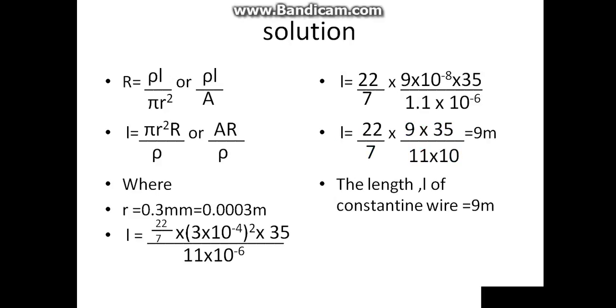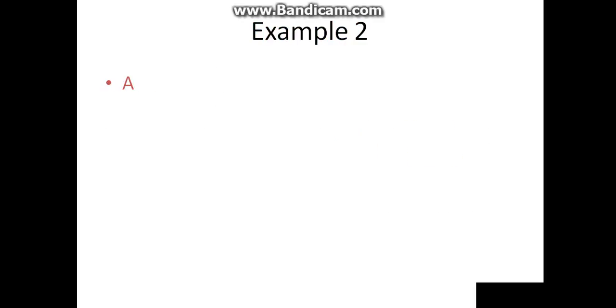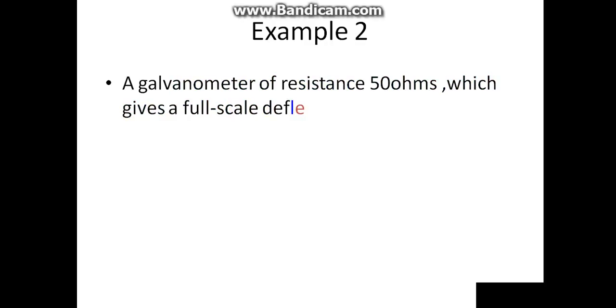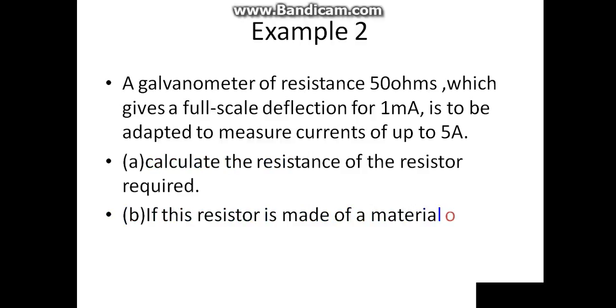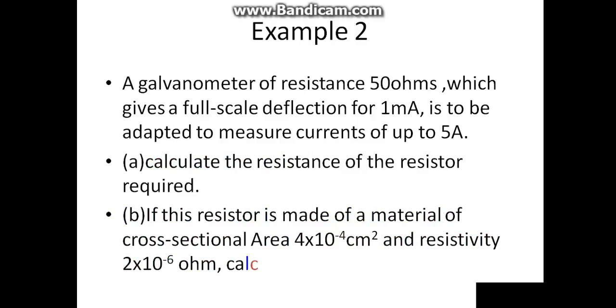Example 2. A galvanometer of resistance 50 ohms, which gives a full-scale deflection for 1 milliamp, is to be adapted to measure current of up to 5 amp. A. Calculate the resistance of the resistor required. B. If the resistor is made of a material of cross-sectional area 4 times 10 raised to power minus 4 cm cube and the resistivity 2 times 10 raised to power minus 6 ohms, calculate its length.